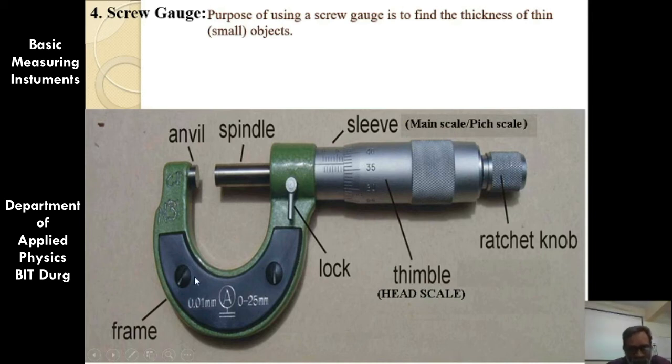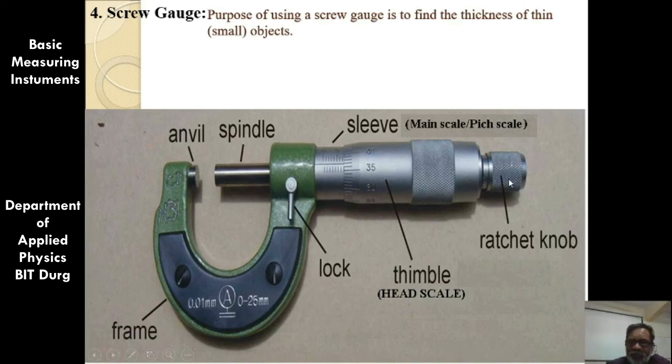This is the frame of the screw gauge, and this is known as the ratchet knob. This ratchet knob is basically used when you want to bring this spindle towards the anvil, or when you try to fix certain object here, the dimension of which is to be measured. So you are going to use only the ratchet knob to screw it or to move it forward. When you want to open it, you can use this portion of the thimble or the head scale.